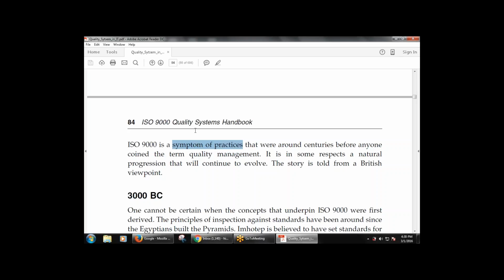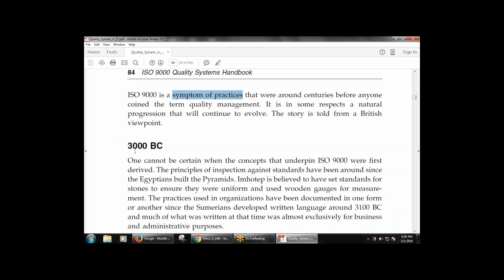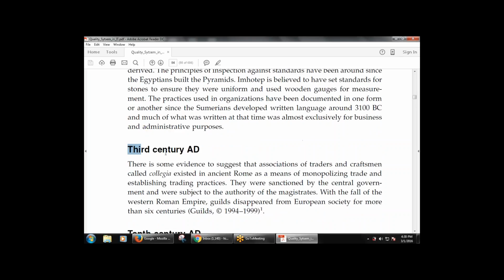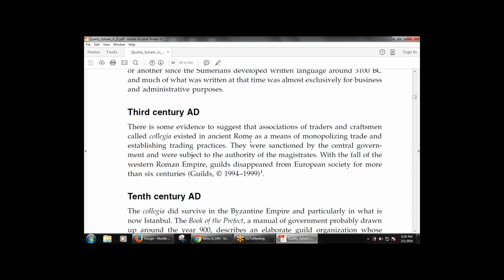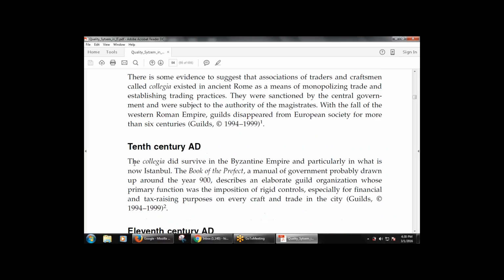Now 3000 BC, that means there is a concept or a term at 3000 BC. Then the 3rd century AD, there is evidence to suggest the association of the traders and the craftsmen in the 3rd century AD.